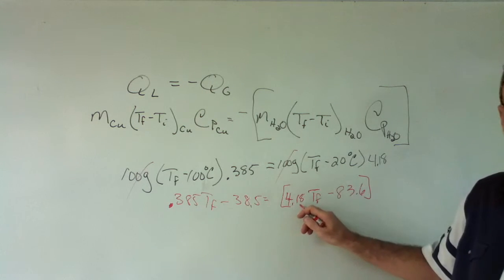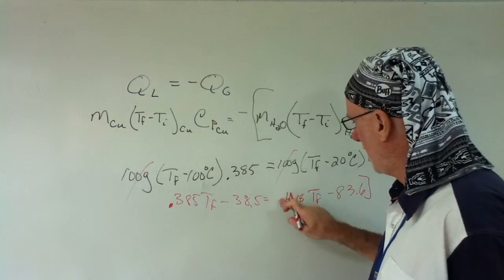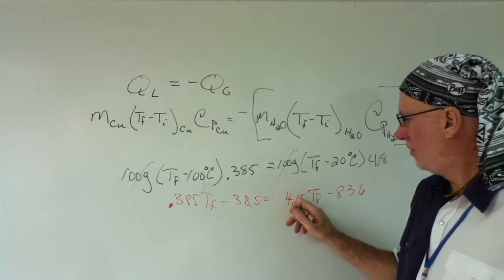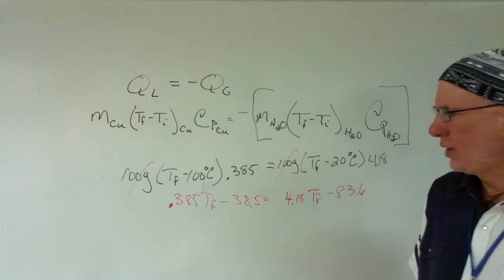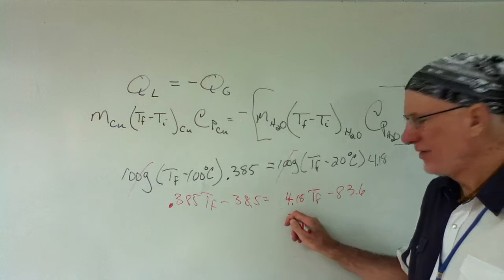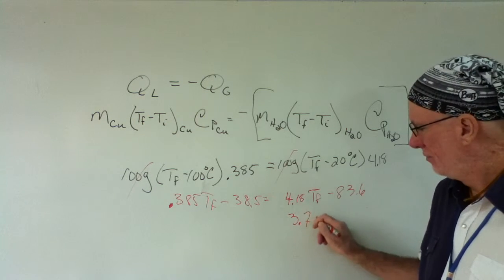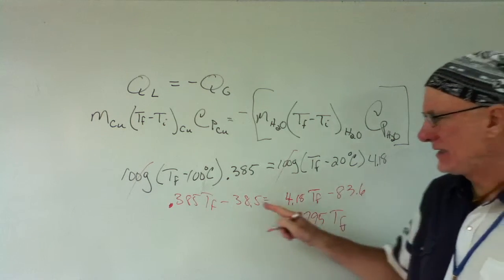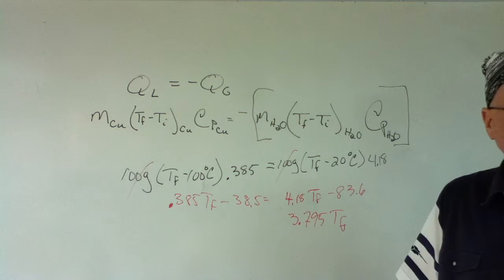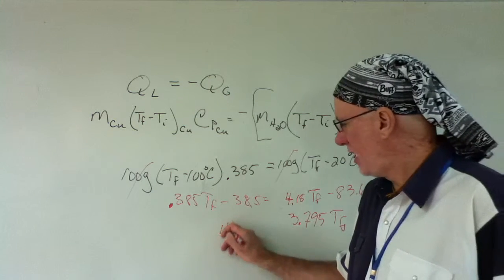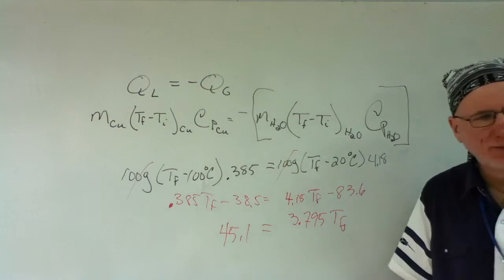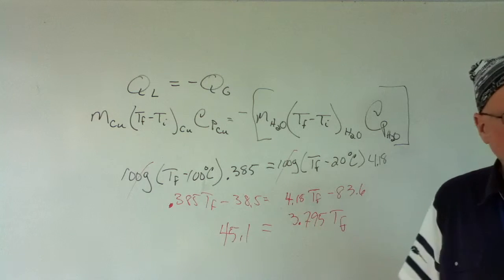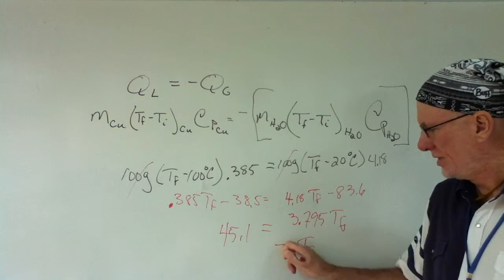Now, let's do this. Let's bring this over here, right? So we'll forget the negative sign. What do you get? 4.18 minus 0.385. What is it? 3.795. And then bring this over here, so it's going to be 83.6 minus 45.1, correct? You get that? Okay, now divide 45.1 by 3.795. 11.88. What is it?